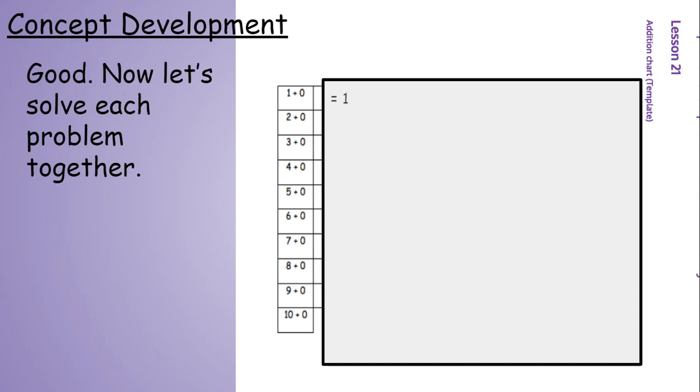1 plus 0 equals 1. 2 plus 0 equals 2. 3 plus 0 equals 3. 4 plus 0 equals 4. 5 plus 0 equals 5. 6 plus 0 equals 6. 7 plus 0 equals 7. 8 plus 0 equals 8. 9 plus 0 equals 9. 10 plus 0 equals 10.